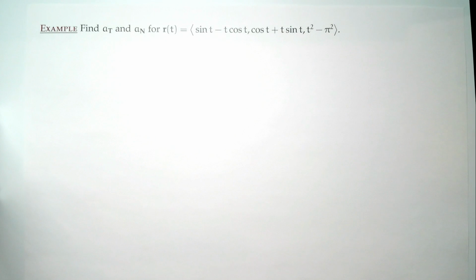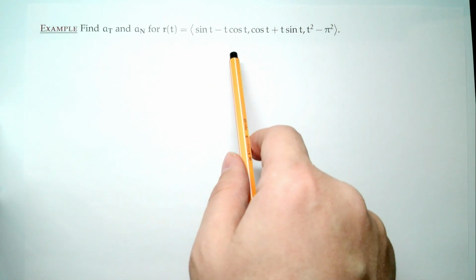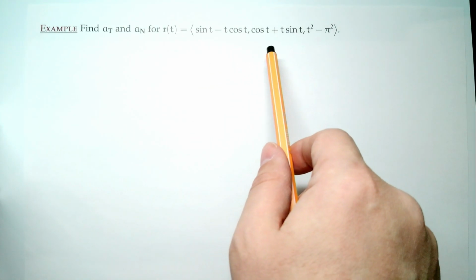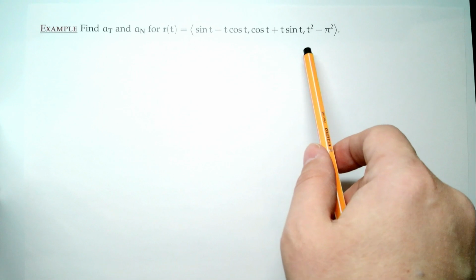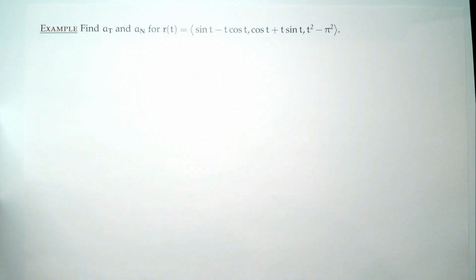Find a_T and a_N for the following curve: sine t minus t cosine t plus t, sine t, and t squared minus pi squared. So we have two approaches. There's the algebraic and there's the geometric. Which one should we do first? Geometric. All right, geometric.